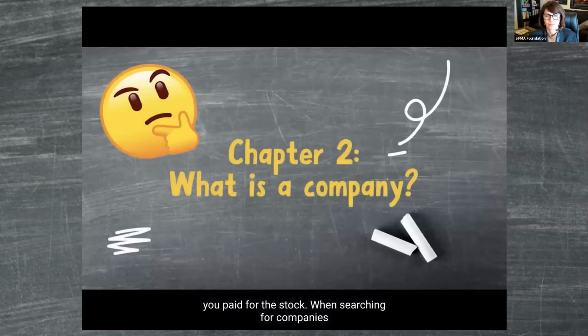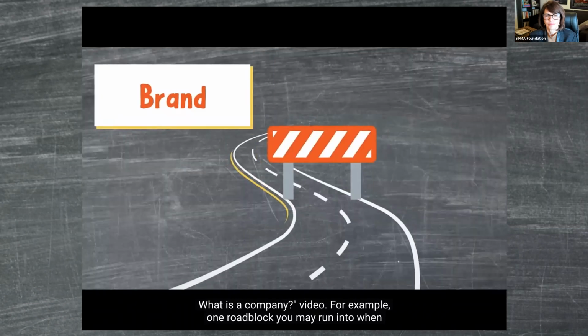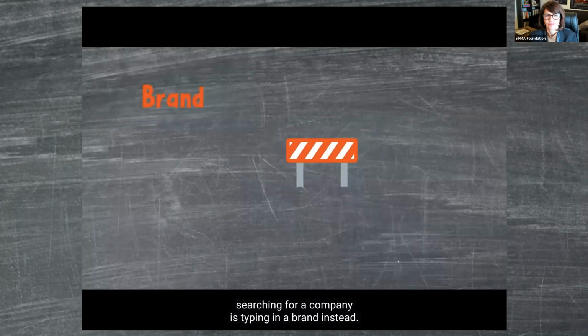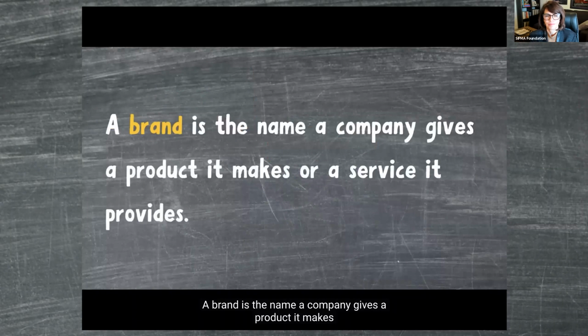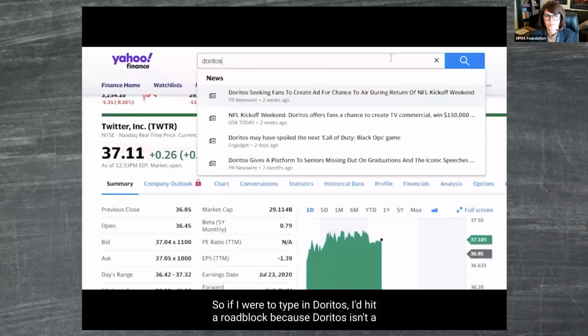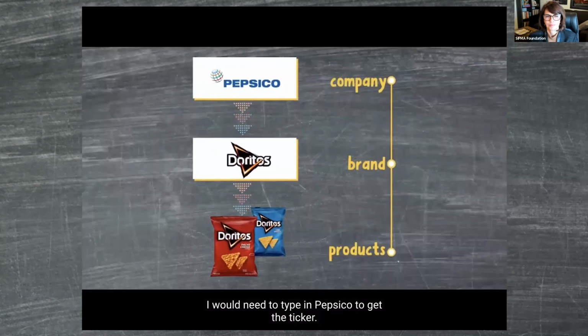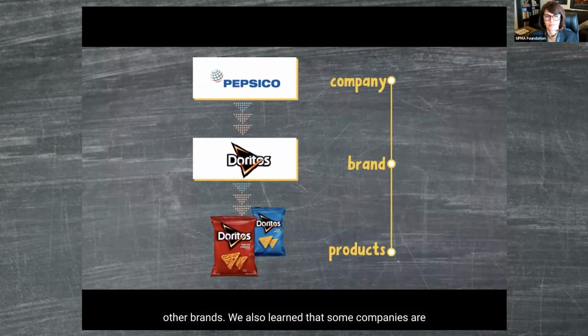When searching for companies, you're going to have to recall what we learned in the Chapter 2, What is a Company video. For example, one roadblock you may run into when searching for a company is typing in a brand instead. A brand is the name a company gives a product it makes or a service it provides. So if I were to type in Doritos, I'd hit a roadblock because Doritos isn't a company. It's a brand of PepsiCo. Instead, I would need to type in PepsiCo to get the ticker. When I invest in PepsiCo, I'll be investing in their brand Doritos and its other brands.